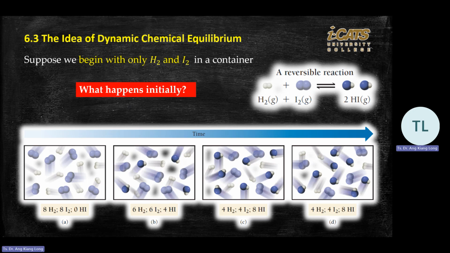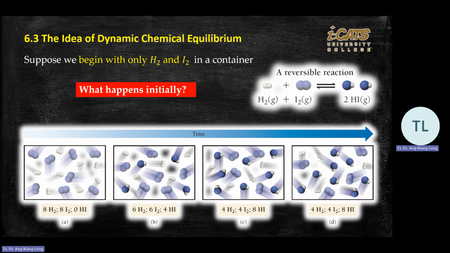Okay, the number of atoms must be the same. 8 H2 means you have 16 H. 8 I2 means you have 16 I. If you move from the first diagram to the second diagram, the total number must also be the same. 6 H2 means 12 plus 4 H means still 16 H. Same with the I. 6 I2 means you have 12 I plus 4 I here in the second diagram.